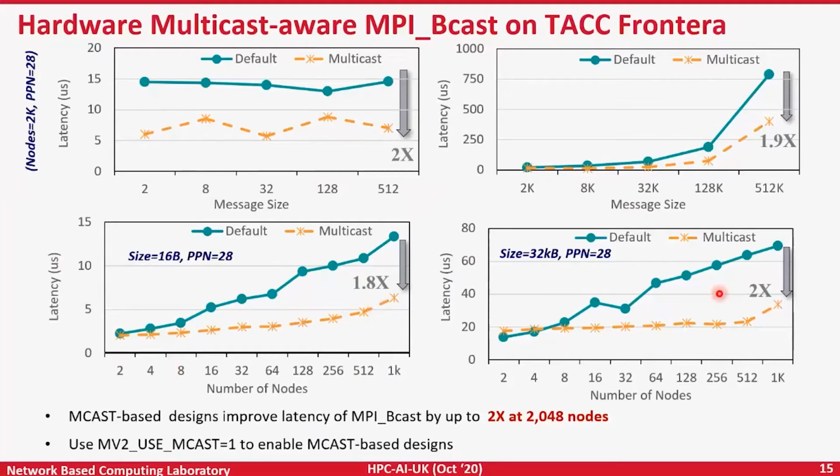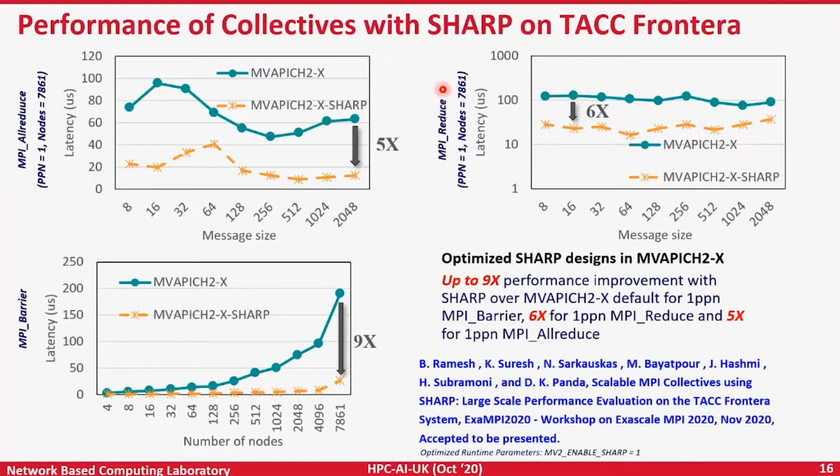And several of you would have heard about SHARP, which Mellanox has been trying to do for in-network computing. In fact, these are the results. I think not many of you have seen this. This is the largest run we have done in the world, on TACC Frontera on 7,000 nodes. Here, with MPI, PPN 1, one process per node, you see the all-reduce. We have integrated this with our MVAPICH2-X. Now you can see, compared to our software solution, we can give you almost a 5x improvement. Barrier, we can give you a 9x improvement. Similarly, the reduce, we can give you a 6x improvement. This paper has just been accepted into the MPI workshop to be held with SC, so you'll see much more results.